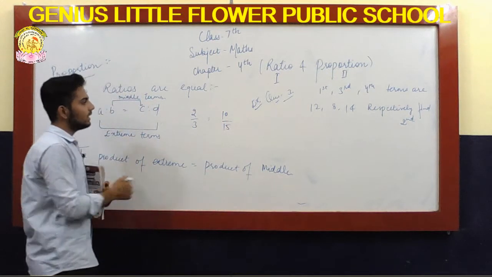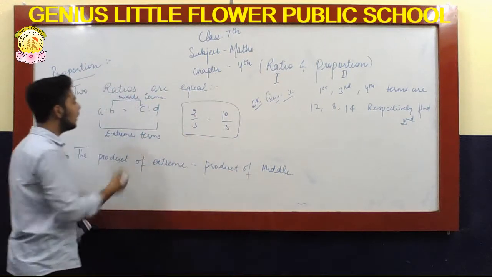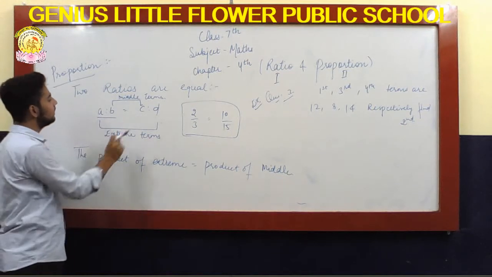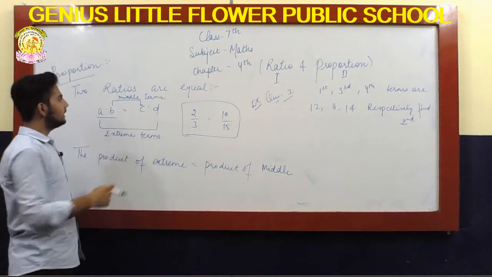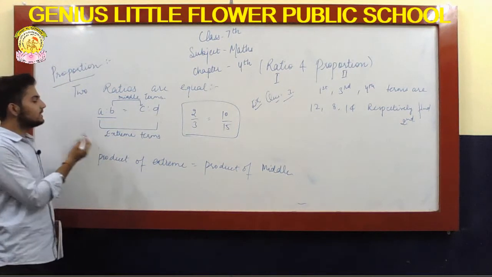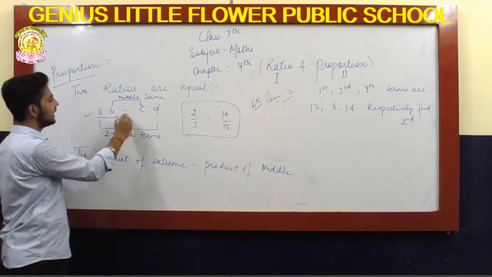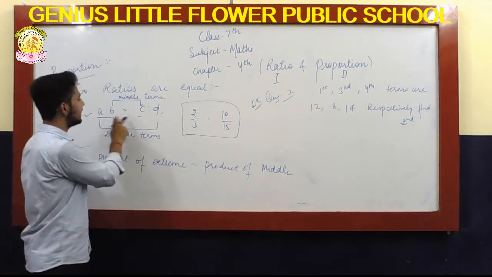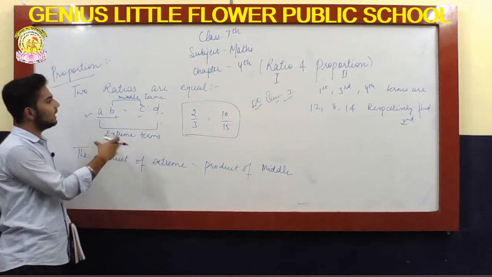So when these ratios are equal, that is called a proportion. Here is a general definition: if A ratio B is equal to C ratio D, then it is called a proportion of these ratios. In this, as you know, A, B, C and D are called the first term, second term, third and fourth term. They are sequential, so you can use first, second, third and fourth terms. According to their positions, they are named.